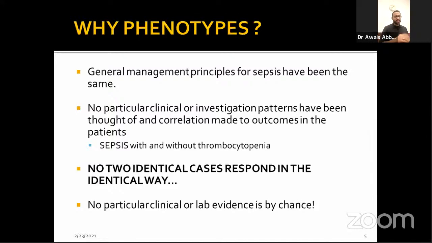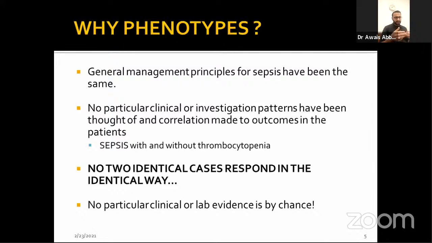But no particular clinical or investigation pattern has actually been thought of, or any correlation made to the outcomes in patients. I will explain it. For example, if we have two patients with sepsis, one with thrombocytopenia and one with normal platelet counts, normally, on general principles, we manage both of these cases in the same way.